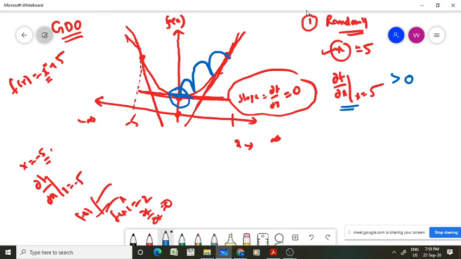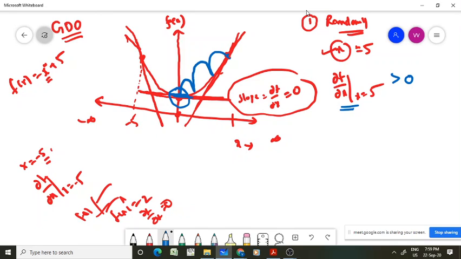Understood? So suppose the initial point gives a positive slope, then the gradient descent algorithm will try to move that point toward the negative slope side. As it slowly moves toward the negative slope side, it finally lands at the 0 slope point where we can find the minimum value. That's what we require. Right?